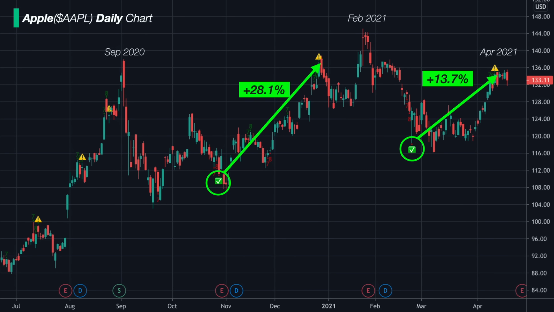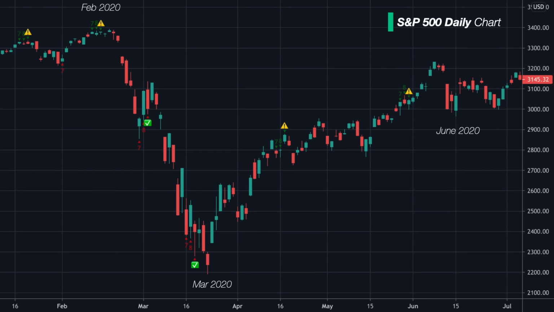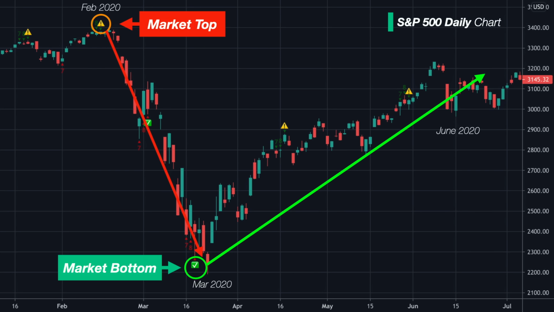Not only does this indicator work on individual stocks, it works on broad indexes as well. In fact, this indicator actually successfully predicted the massive stock market crash back in March 2020, exactly 3 days before the crash. Also, it precisely shows us where the market bottom was. So if you had this indicator back in 2020, you would have successfully gotten out of the market 3 days before the crash, and then you would know exactly when to start buying the dip when everyone else was panicking.